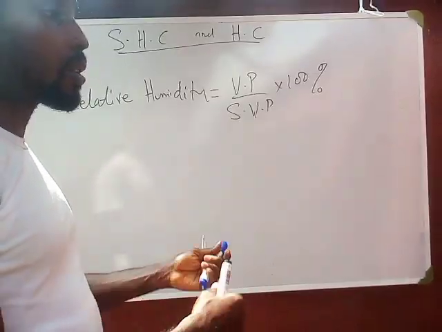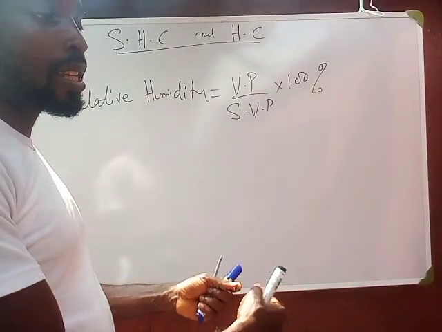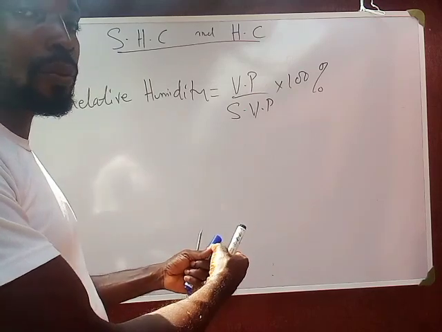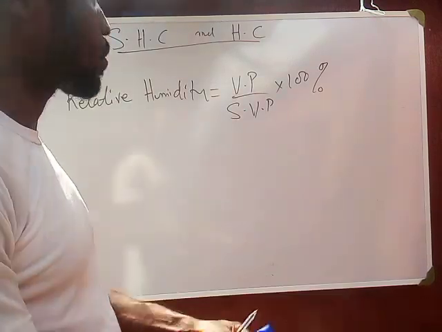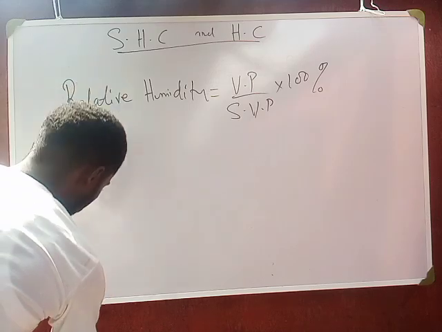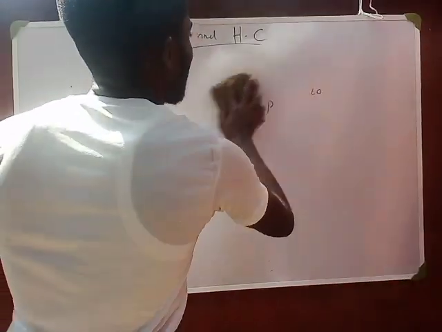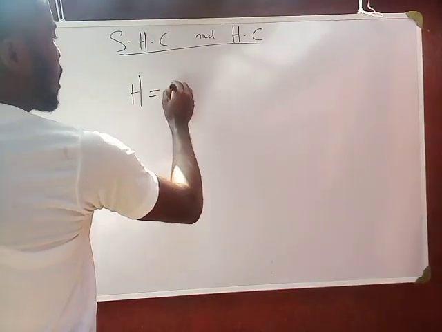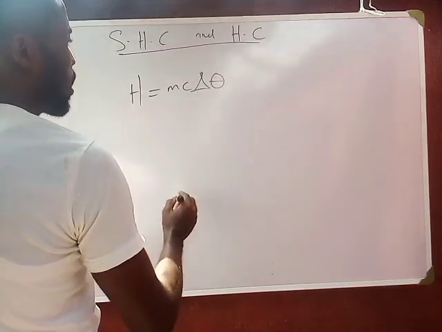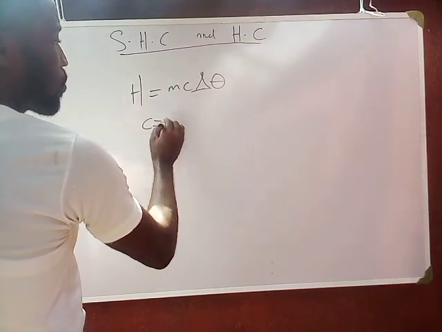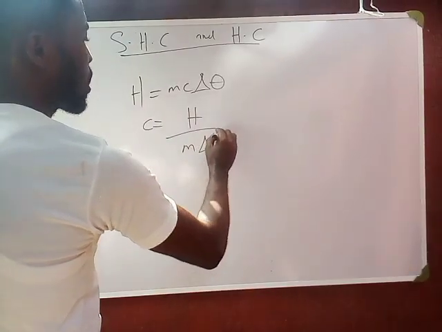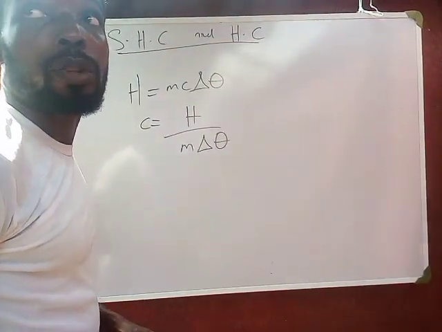If your specific heat capacity is joule per kilogram per Kelvin, then our mass should be in kilogram. Recall our heat energy is mc times change in temperature. If you make specific capacity the subject of the formula, you are going to have heat over m times change in temperature. Are you with me?